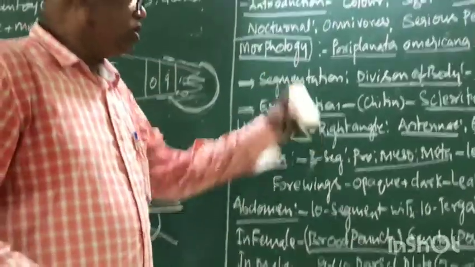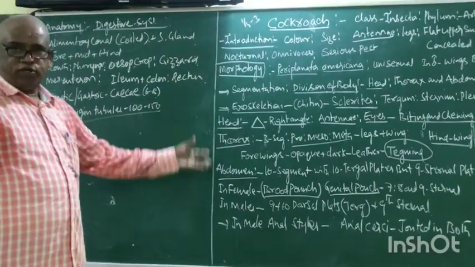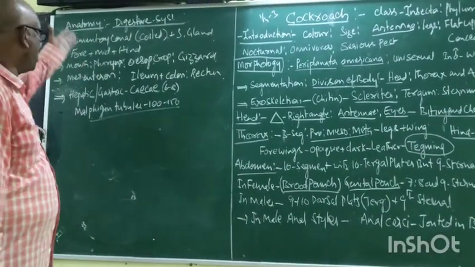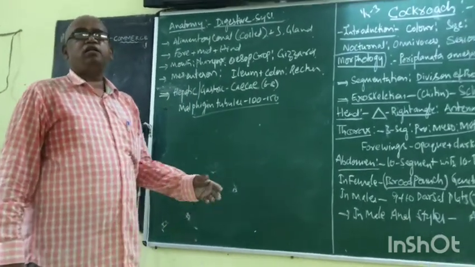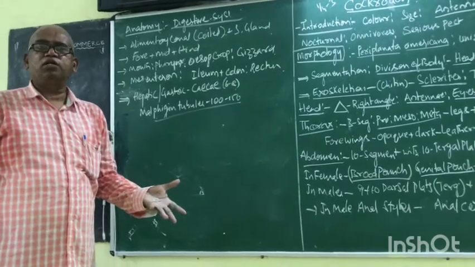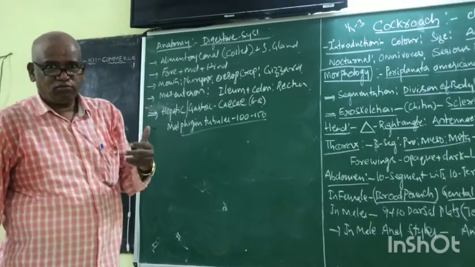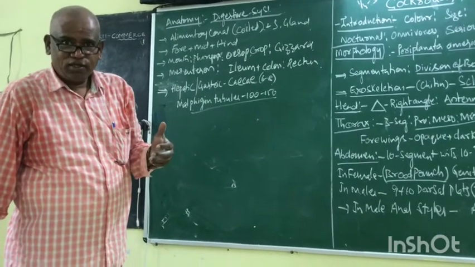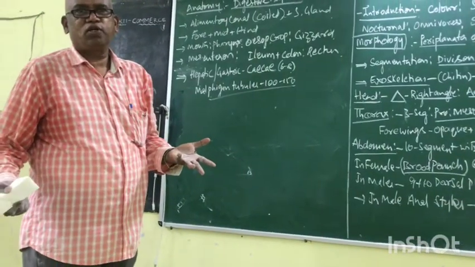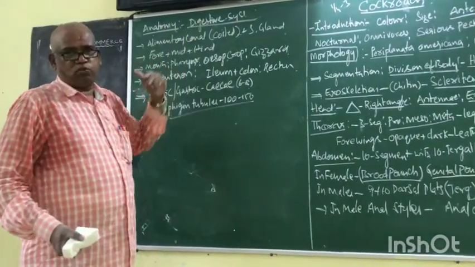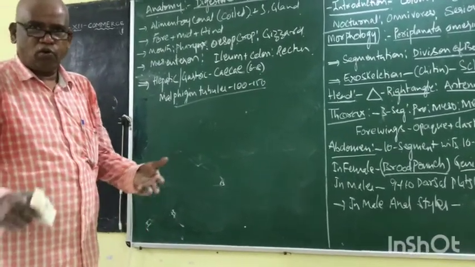Now we complete the morphology. Now come to the anatomy. That is the internal structure. The internal structure, that is the anatomy of cockroach, is at organ system level. Hence, when you take the internal anatomy, you can see the systems: digestive system, respiratory system, excretory system, reproductive system, and nervous system, one by one.